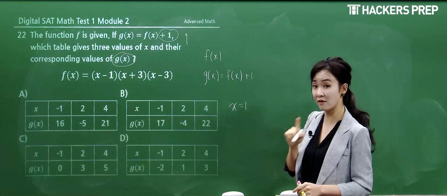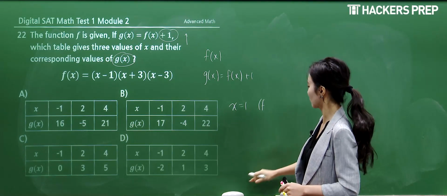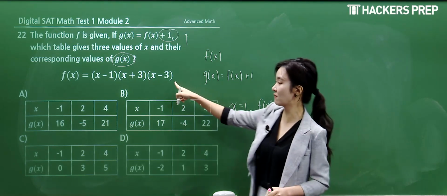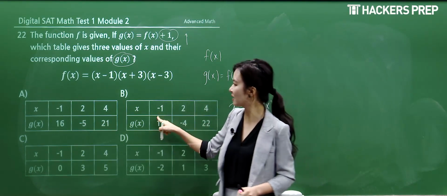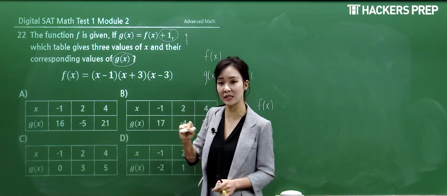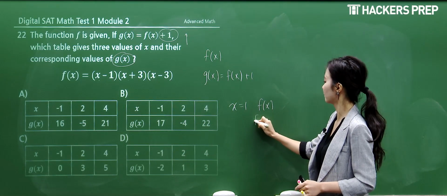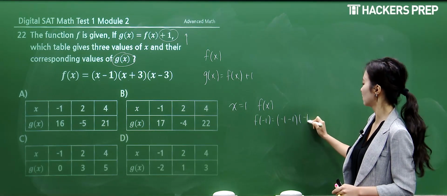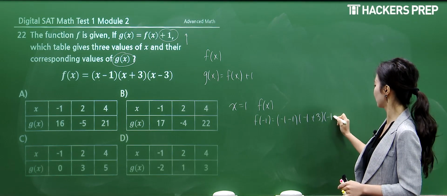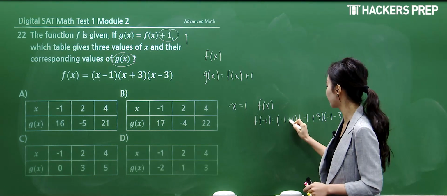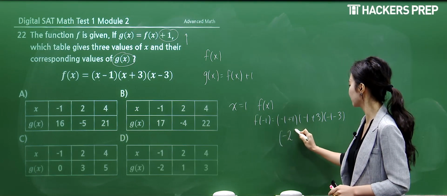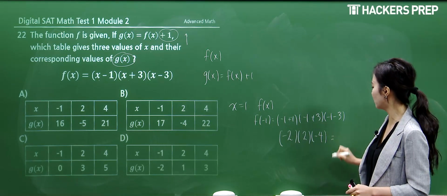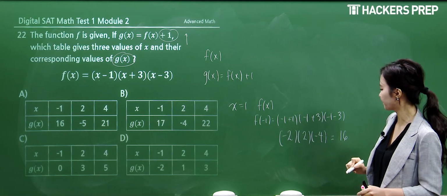So in the case of f of x, which is given by this function, let's plug in -1 for every x that we see here. It's going to be -1 minus 1. Okay, so let's go ahead and simplify this. And then this will equal positive 16.